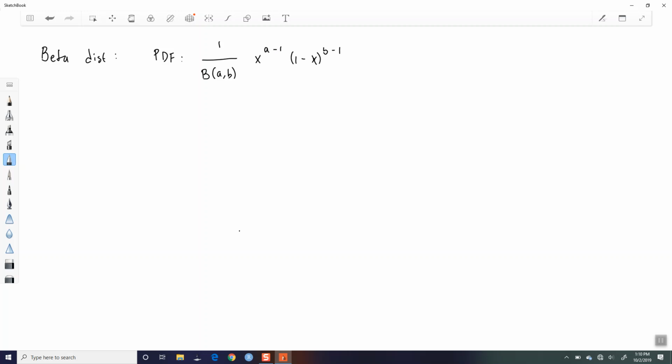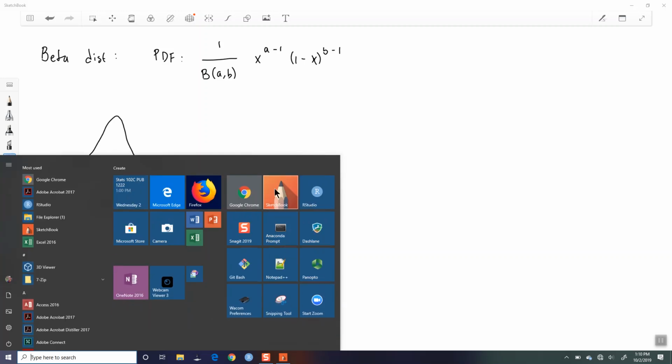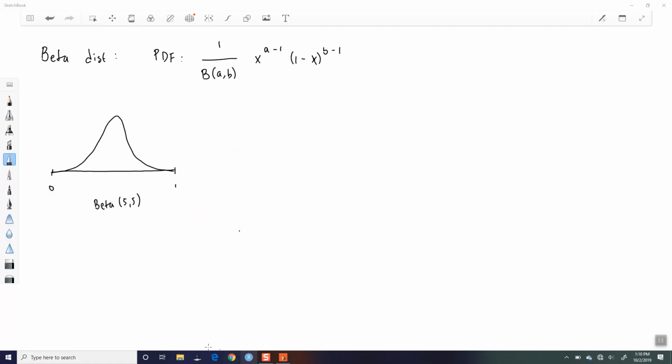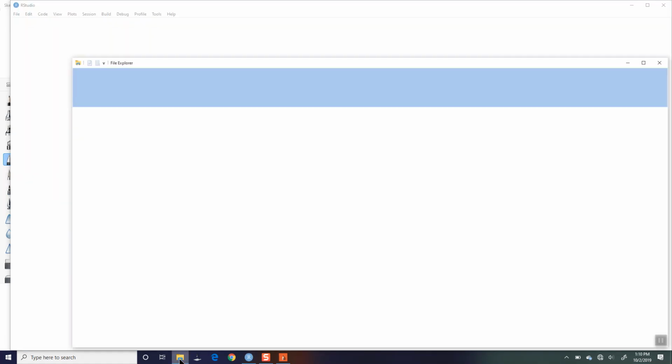And we said this is good for modeling PDFs where the output needs to be some kind of probability, okay? And so this might be what a beta 5 comma 5 distribution looks like. The output of all of these beta distributions are going to be between 0 and 1, okay? And so let me actually pull up just a tiny snippet of code to draw several of these beta distributions for us.